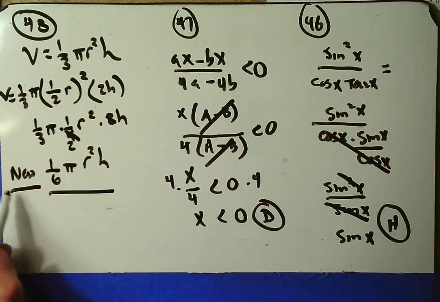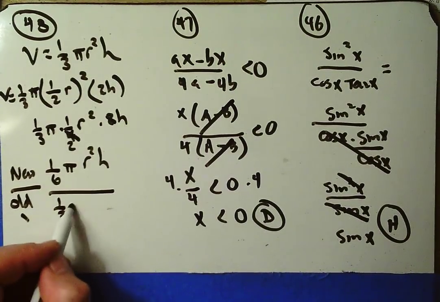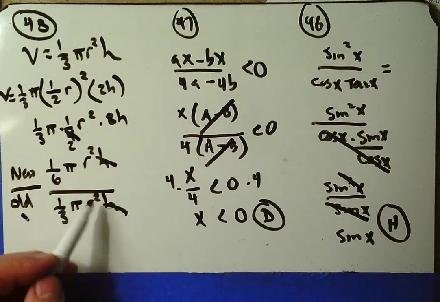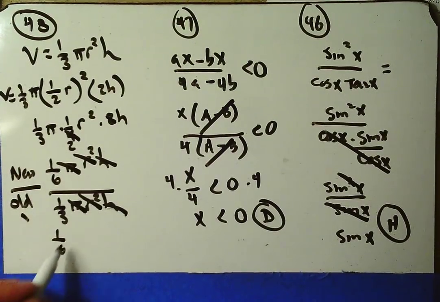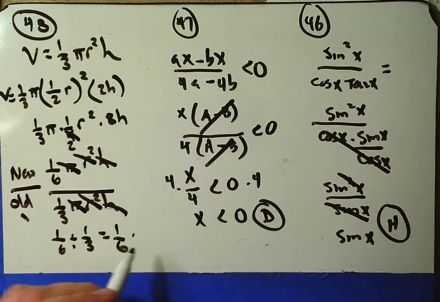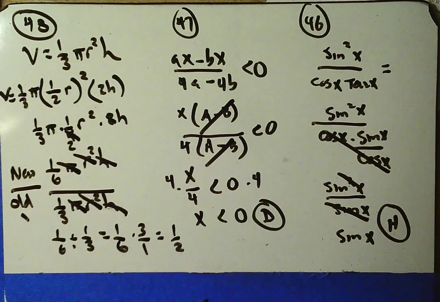And they wanted us to compare that to the old volume. And the old volume was 1/3 pi r squared h. Well, these are the same, and these are the same, and these are the same, and so I get 1/6 divided by 1/3, which is 1/6 times 3 over 1, or 1/2.